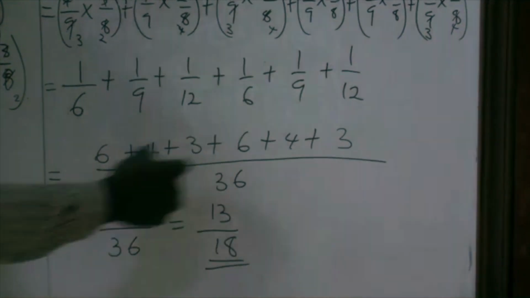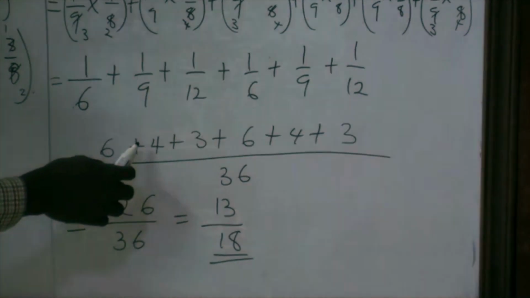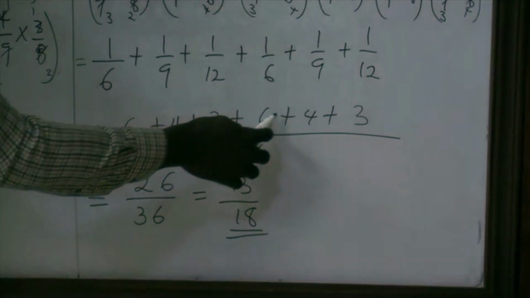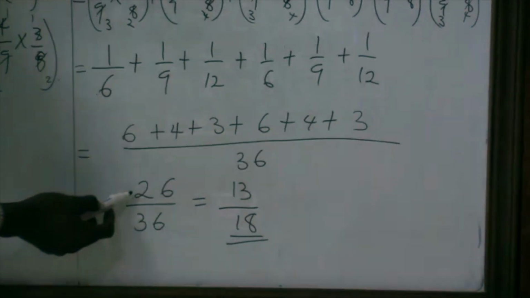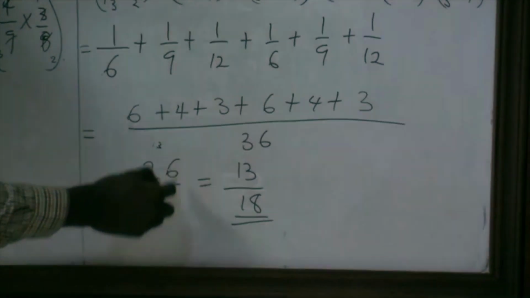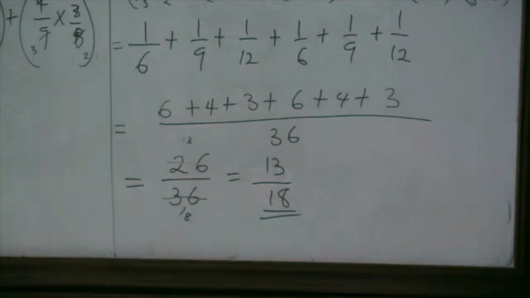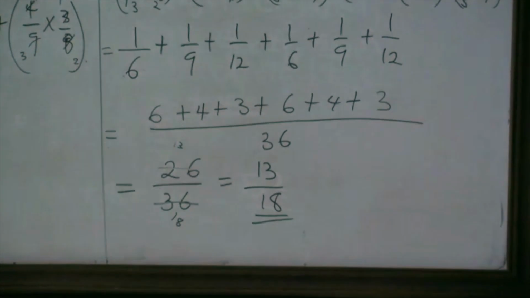So if I add all this together, we have 6 plus 4 plus 3, that is 13. 6 plus 4 plus 3, that's 13 again. So that's 26 altogether, divided by 36. If I divide this by 2, I have 13. Divide this by 2, I have 18. So that's how I got my final answer to be 13 divided by 18.